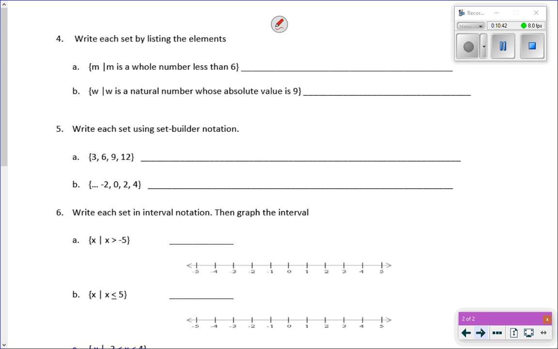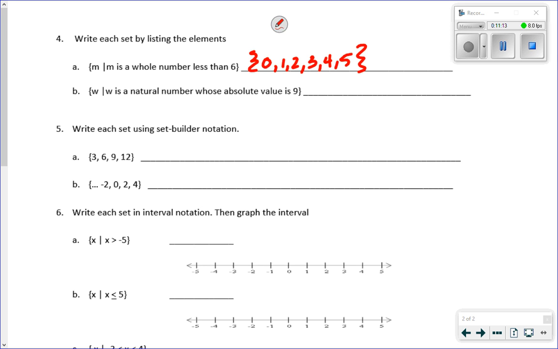All right, next part, part 4. It says write each set by listing the elements. So this says the set of all m such that m is a whole number less than 6. So this is where we draw our squiggly bracket, and we need to list all the whole numbers that are less than 6. So that would start at 0, 1, 2, 3, 4, and 5. It does not say that it's equal to 6, so I do not include 6. So I will close my bracket there.